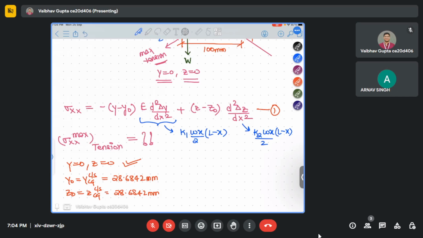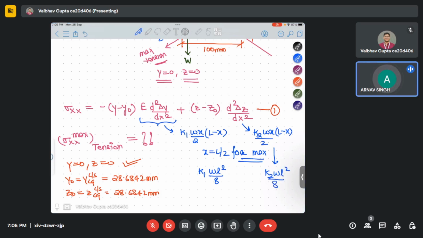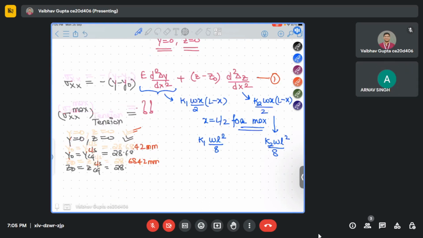So they have asked for maximum. So where the maximum will occur? At x equal to L by 2. So if you put the value, you will get K1 WL square by 8. Here you will get K2 WL square by 8. X के जगह पे L by 2 कर दिए. Got it? So now you got all the things.